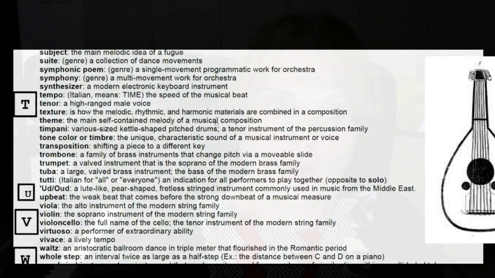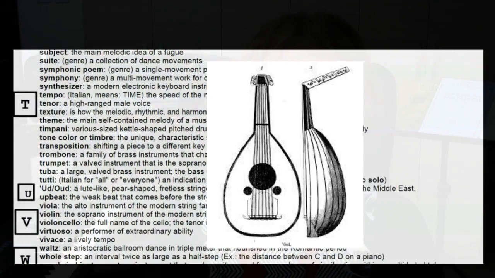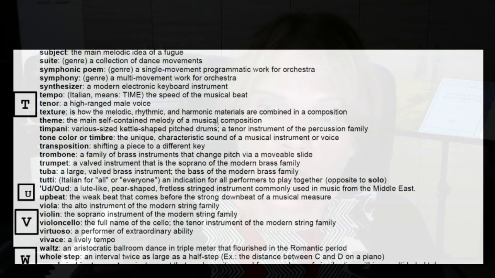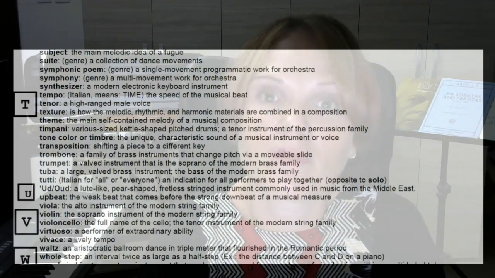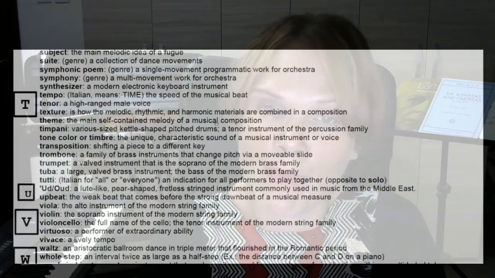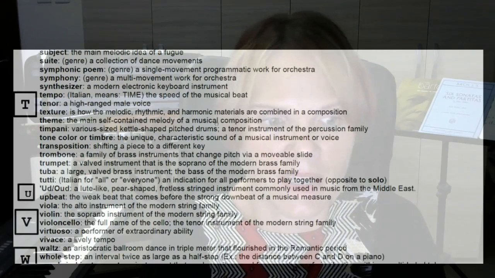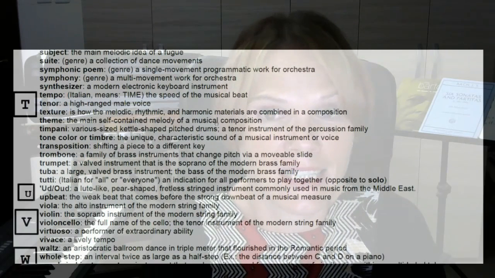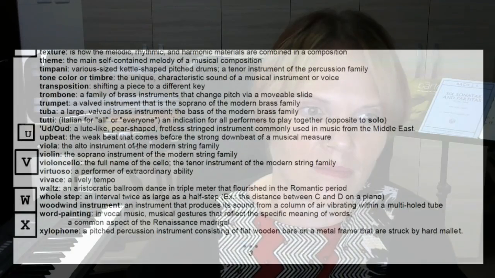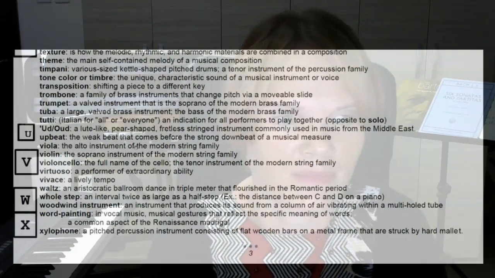An oud is a lute-like, pear-shaped, fretless stringed instrument commonly used in music from the Middle East. Virtuoso, we learned it in connection with the Romantic era, a performer of extraordinary ability. Vivace, it's a tempo sign, a lively tempo. It's a very fast tempo, actually.